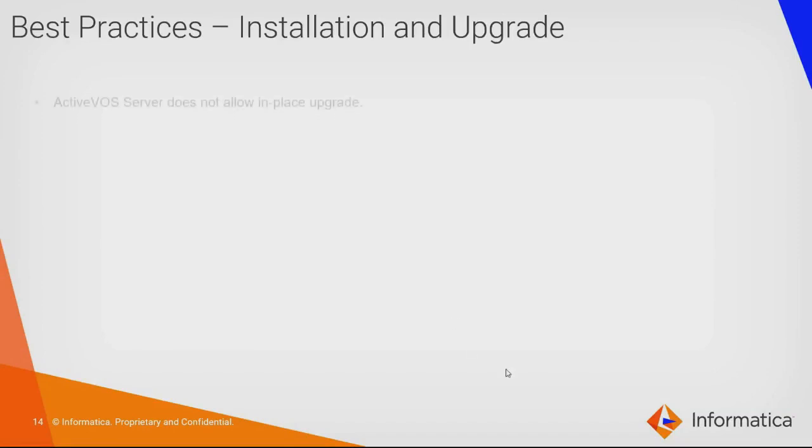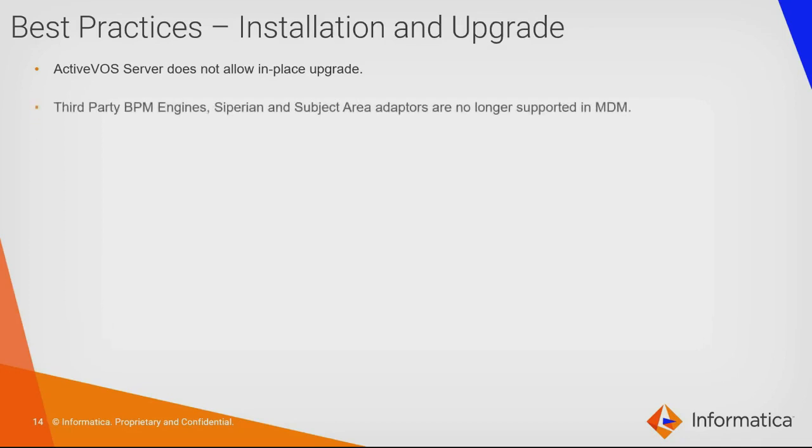So the first one is the best practices related to upgrade, or the things to note during installation. Number one is that ActiveVOS does not allow an in-place upgrade, guys. If you use MDM, the MDM installer basically allows an in-place upgrade. But for ActiveVOS, you will need to either take a backup of your directory and move it, or during the installation phase, you can just provide a different directory name for the ActiveVOS server to be installed.